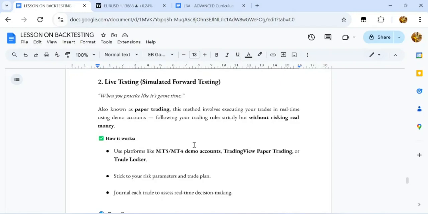This method involves executing your trades in real time using demo accounts, following your trading rules strictly but without risking real money. So this is it.